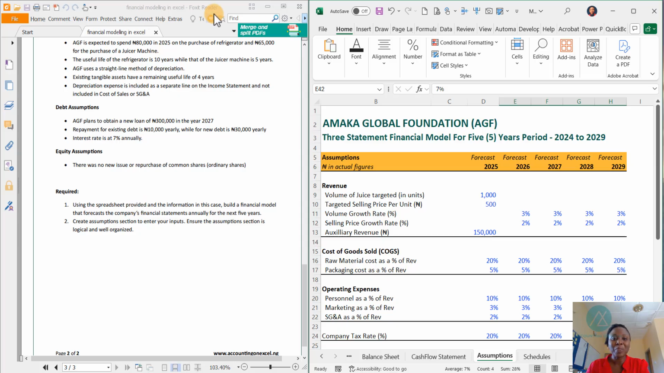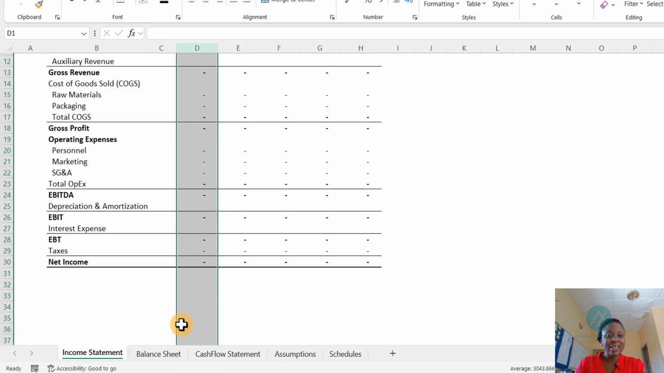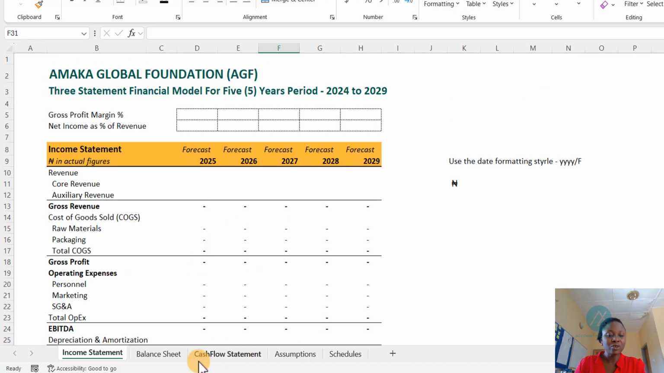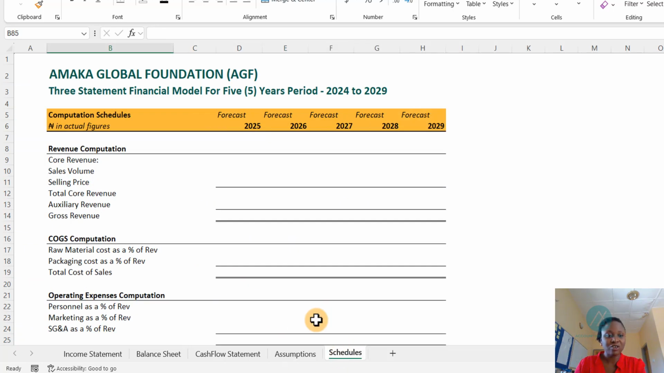So let me expand this so that we can have a better view. Great. So let's expand it. If we need to look at the case study too, we can go. So basically, this is what we have. So first of all, the first assumption we have here is revenue, and these are the details. So we're going to be computing the revenue for the period of the forecast. So go to the schedule. We have revenue computation. So our core revenue, the sales volume.